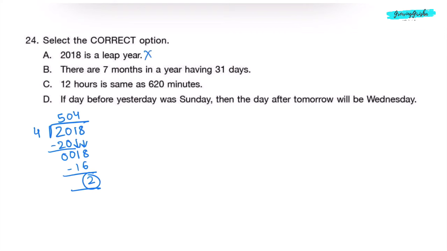It is incorrect. Option B, there are 7 months in a year having 31 days. Let's count. January, March, May, July, August, October, December. Yes, there are 7 months, right? So, correct answer is option B.